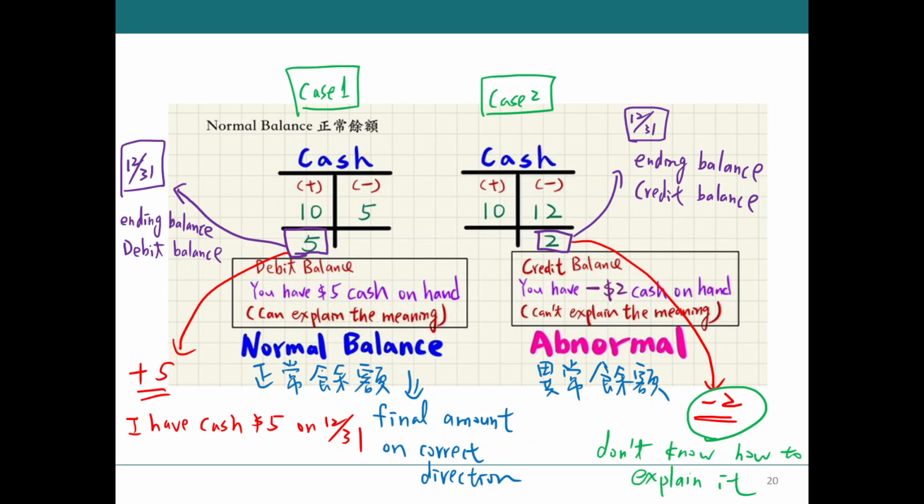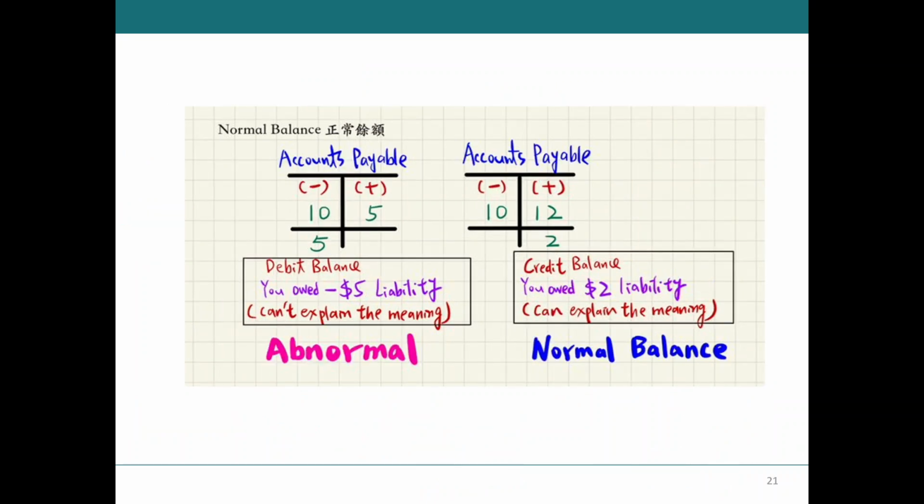Let's look at liabilities. So how about liabilities? Still two cases. So accounts payable, case 1 and case 2. For case 1 and case 2, I find out the final amount. So for example, for case 1, I have $5. Still, that $5 is for your last day, right? So we call it ending balance. Also, you can call it debit balance because it appears on your debit side, your left side, okay?